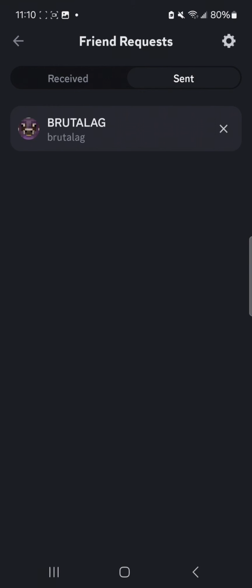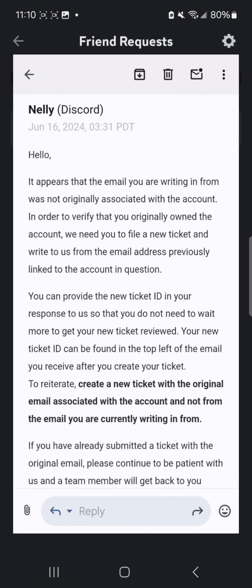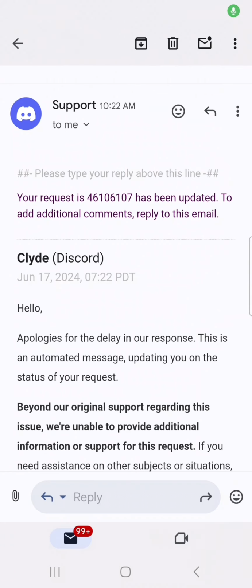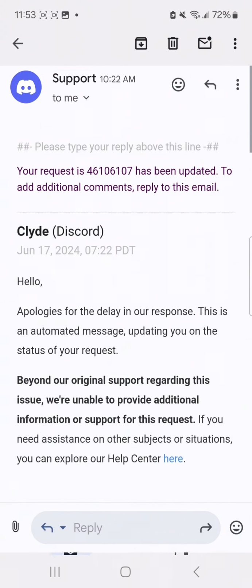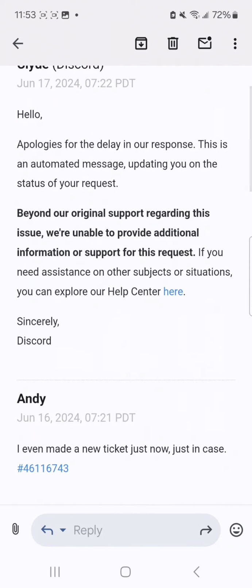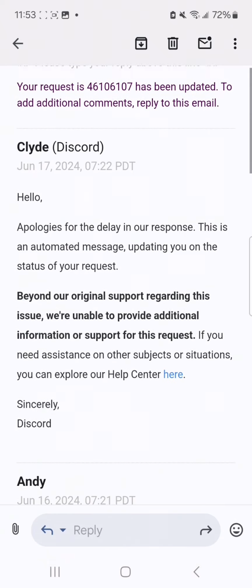On one of the accounts, I actually got a reply, but it was on the account that was on a separate email than the account associated with this one. So they were like, in order to prove that this is your account, send us another request on the email that was previously connected to this account. So I did so and provided them the ticket number to those requests, and they just replied again, and they said they couldn't provide any additional support. So yeah, Discord support's really a joke.